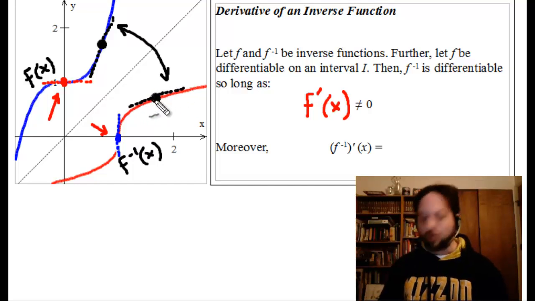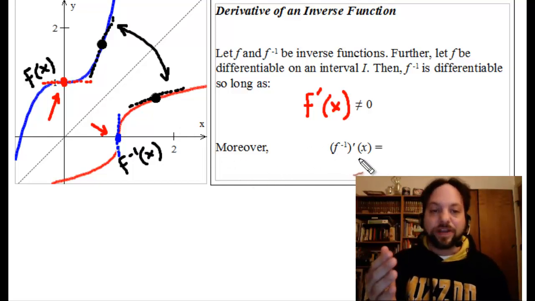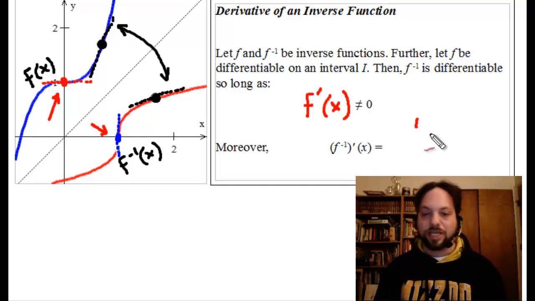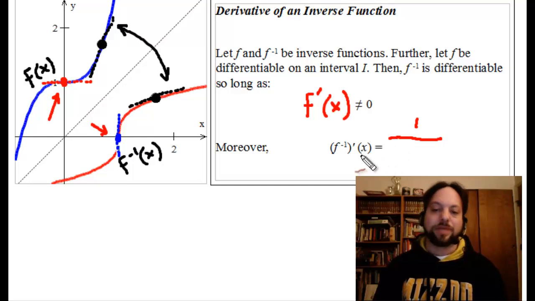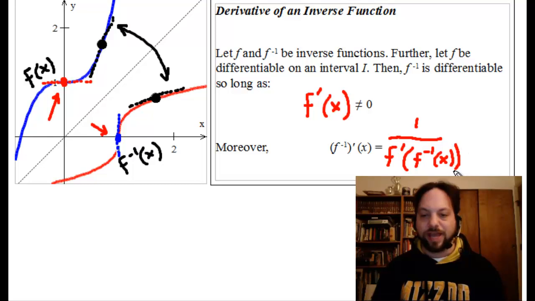And so the way that we can formalize that, and this is a little bit of a process, is that the derivative of the inverse function is simply the reciprocal, and the way we say reciprocal is 1 over. It's going to be the reciprocal of the derivative of the function at its inverse point. And the inverse point I'll denote as the inverse of x.